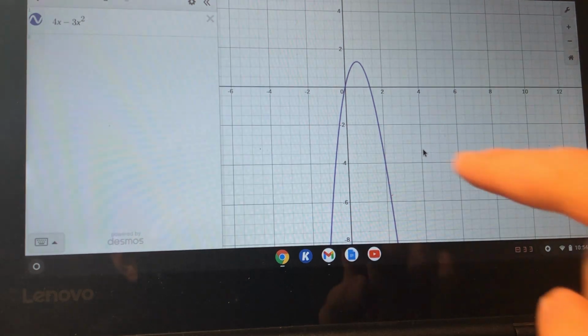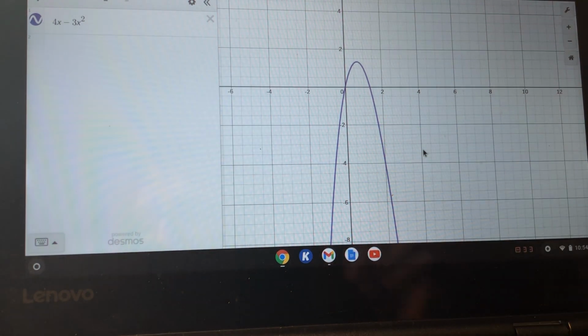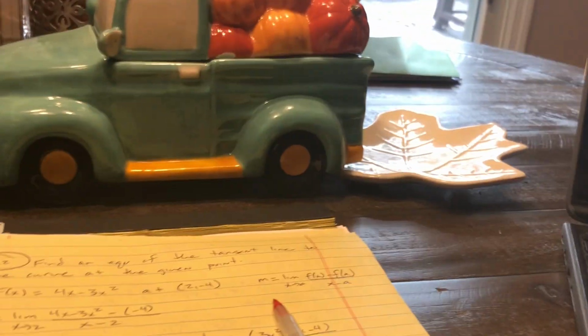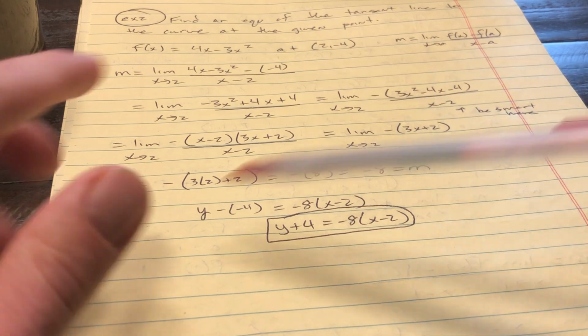So here's what's going on. This is an upside down parabola, makes the igloo. And the point (2, -4) is right there. So it's got a negative, the tangent line would have a negative slope. So I've got to get an answer. I can't get something over 0. I can't get 0 over 0. So this x minus 2 is going to be factored out.